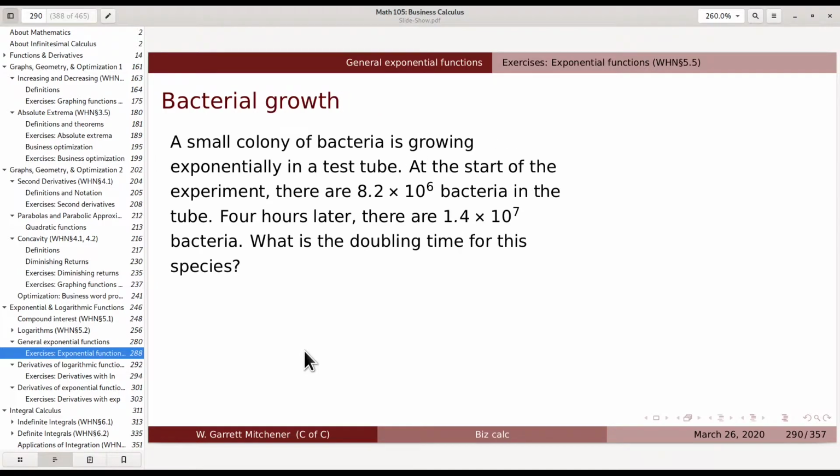Here's a doubling problem. A small colony of bacteria is growing exponentially in a test tube. At the start of the experiment, there are 8.2 times 10 to the 6th bacteria in the tube. 4 hours later, there are 1.4 times 10 to the 7th bacteria. What is the doubling time for this species? Okay, doubling time for bacteria.